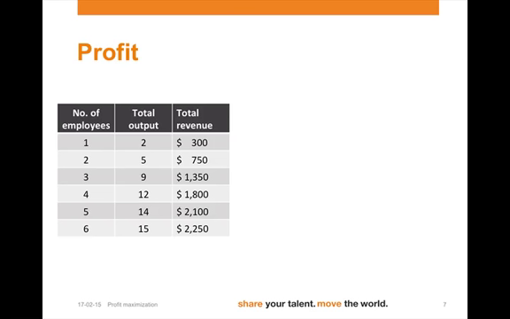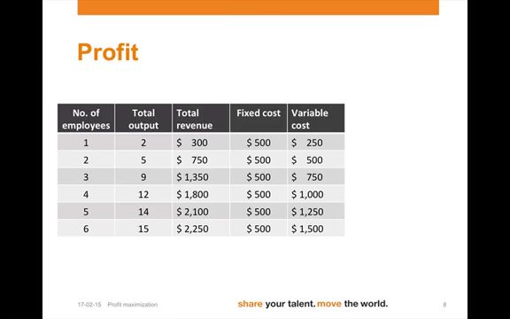We assume the sales price to be 150. So at an output of 2, 2 times 150 gives a total revenue of 300. If we look at total output 12 with 4 employees, 12 times 150 is 1800.